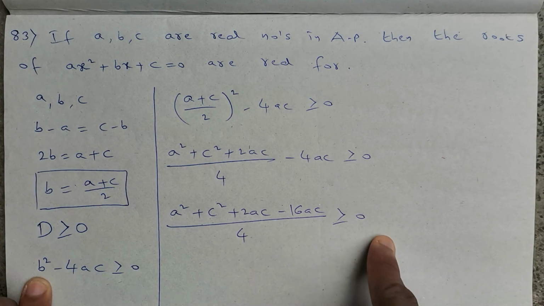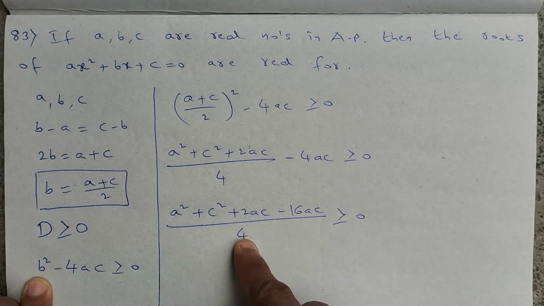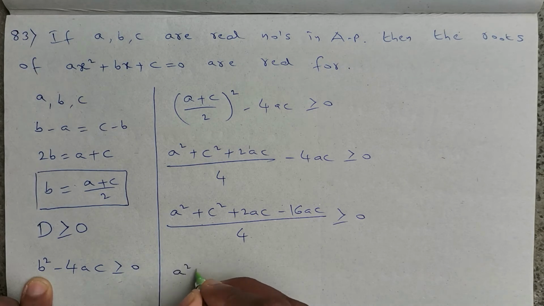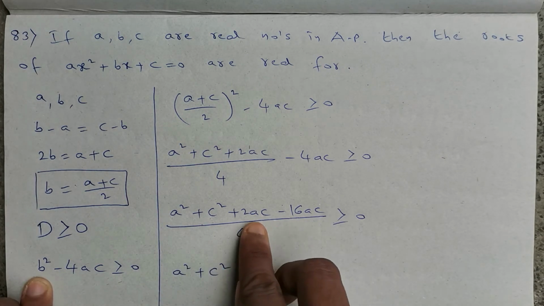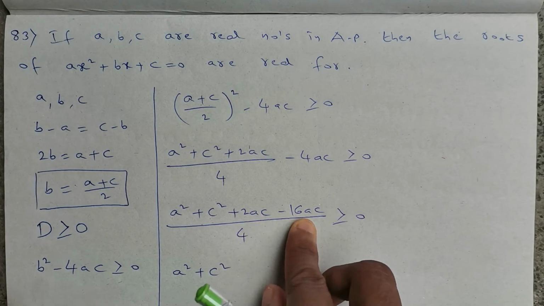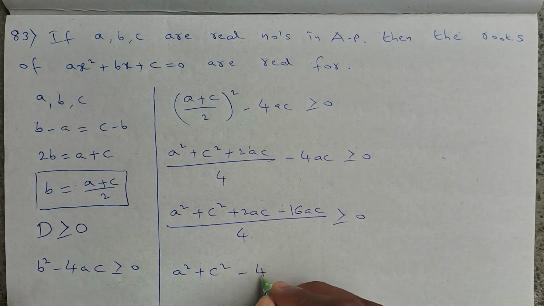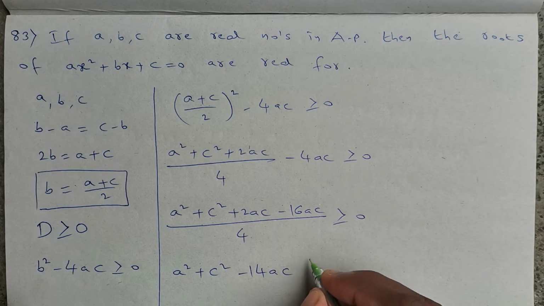This 4, if we take it to the other side, it becomes 0, because 0 into 4 is 0. So we get a square plus c square plus 2ac minus 16ac, that is minus 14ac, which is greater than or equal to 0.